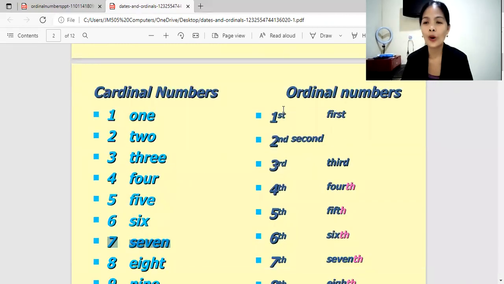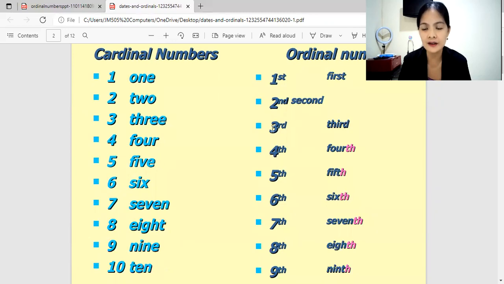Next, let's go to ordinal numbers. Okay, now ordinal numbers. If you write one and then S-T, how do we call it? First, F-I-R-S-T, first. And then second: two and then N-D, two N-D, second, S-E-C-O-N-D, second. Okay, very good. Next, third, T-H-I-R-D, third. Very good.